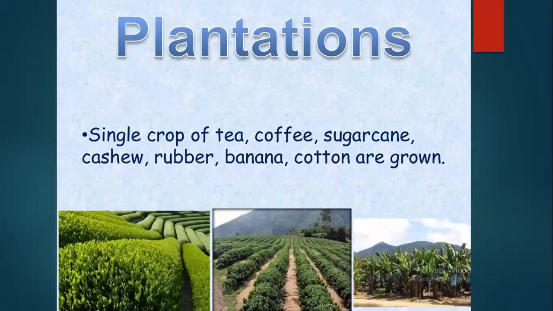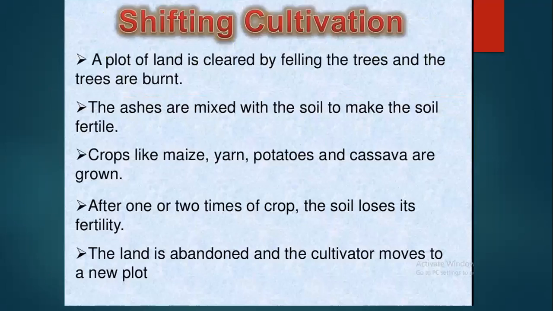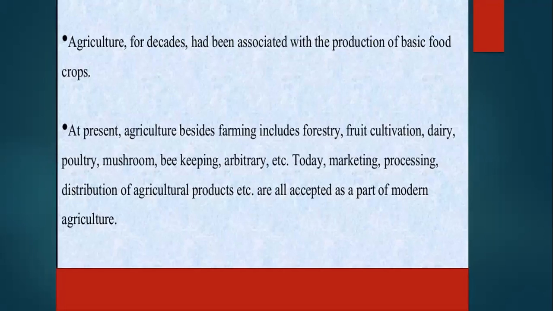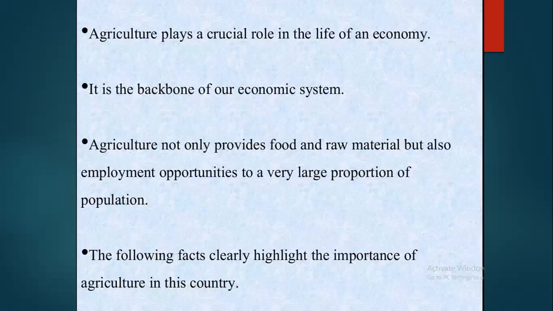I'm again doing a fast recap. Agriculture is an important economic backbone which we have. For decades it has been related with the basic production of basic food crops. Modern farming has taken place now with modern technology, and it plays a crucial role in our economy. It is considered the backbone of our economy, and why it is considered the backbone is that it not only provides food and raw materials, it also provides employment opportunity to a very large proportion.